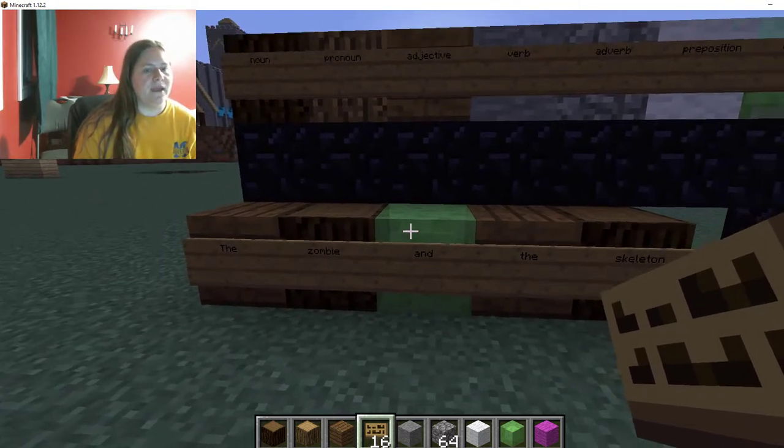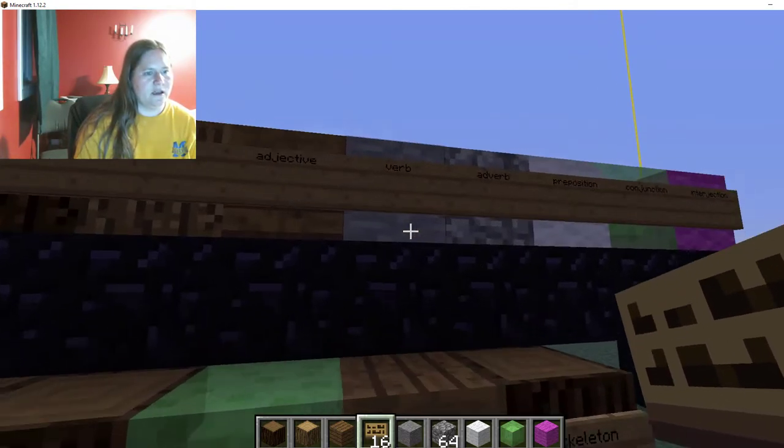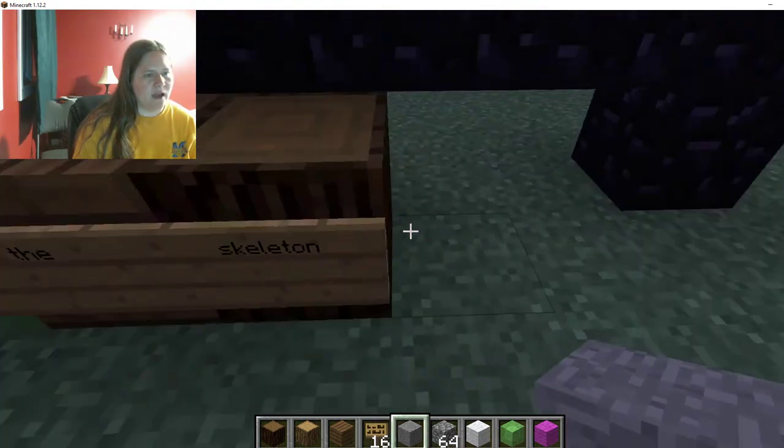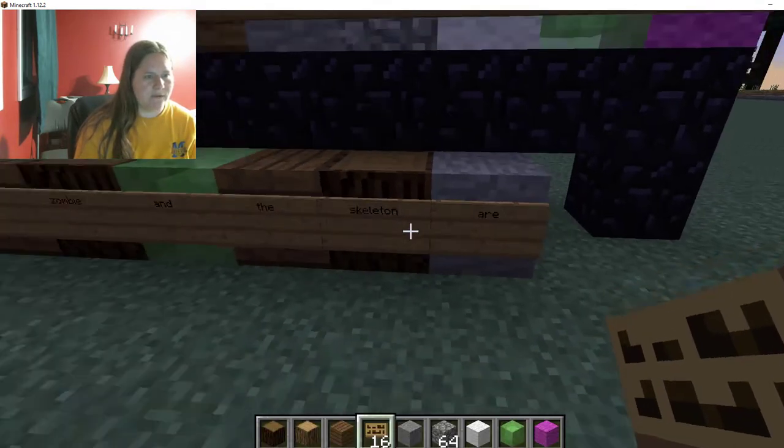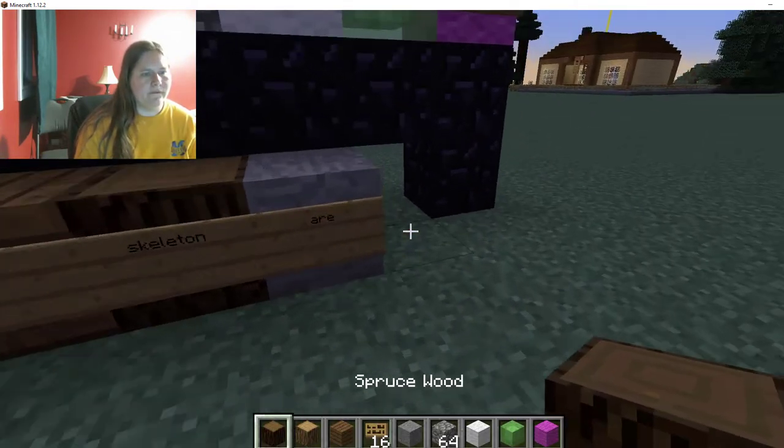So the zombie and the skeleton are friends. I need a verb here. I'm going to use are, which is a linking verb. They are friends.